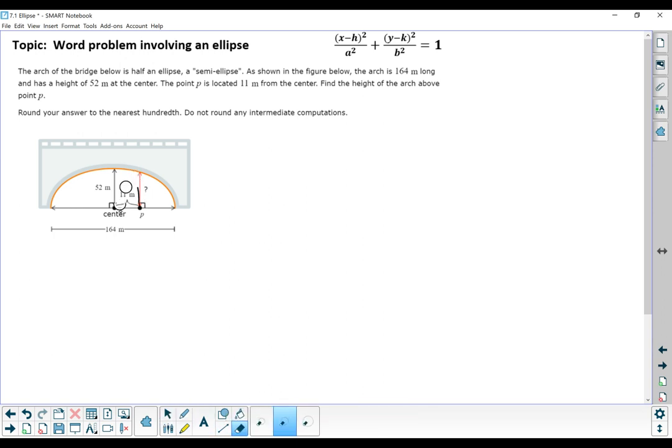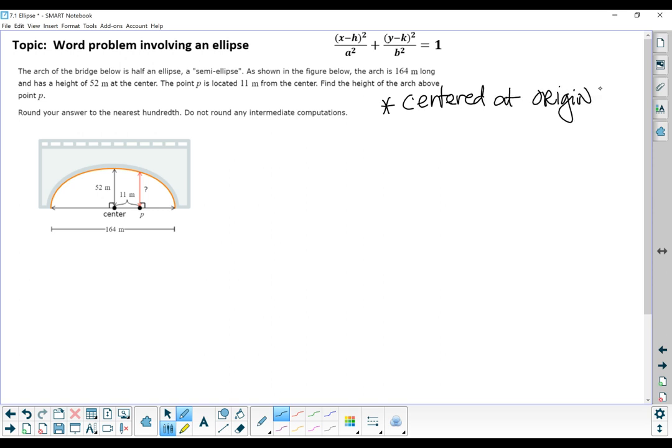All right, so we are going to take these diagrams to be centered at the origin. So this is going to be the origin, and that allows us to put a 0 here and here, which simplifies the equation a little bit. So now it looks like x squared over a squared plus y squared over b squared equals 1. And it's convenient to do that because then we're measuring these distances from 0.